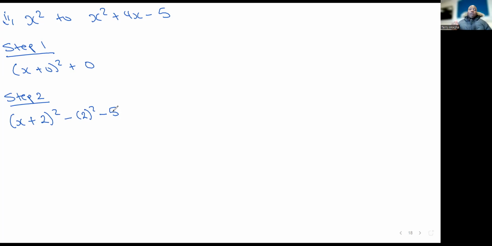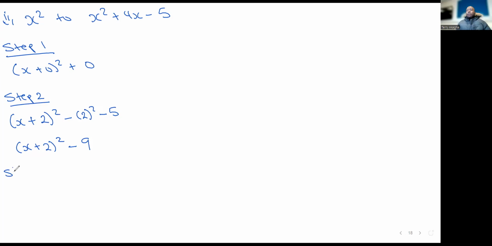If you don't know how to complete the square, please pause the video, go to the playlist on complete the square, and watch the videos. I talked about different methods of doing that, and I talked about it exhaustively as well. So at the end of the day, you're going to have (x + 2)² - 4 - 5, and that will give you -9.